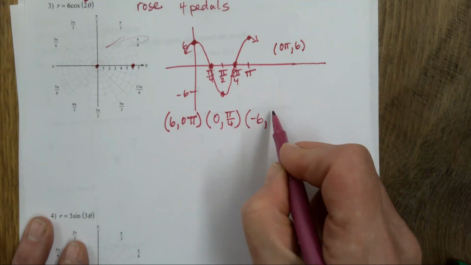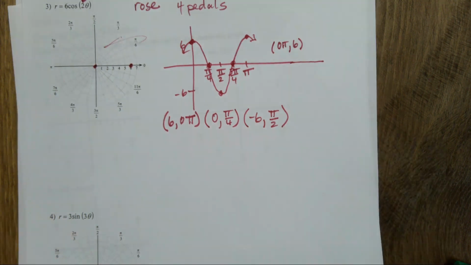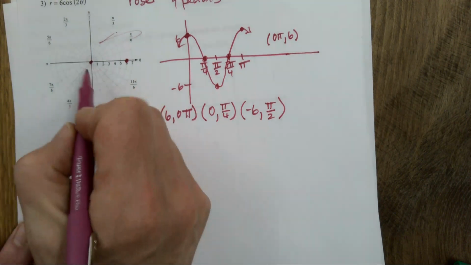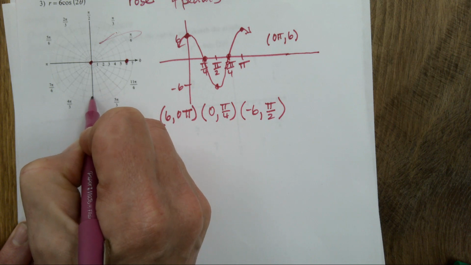-6, pi over 2. Okay, again, we've got that negative radius. How do I graph that? I go to the left 6 and move forward pi over 2. So that puts me here.